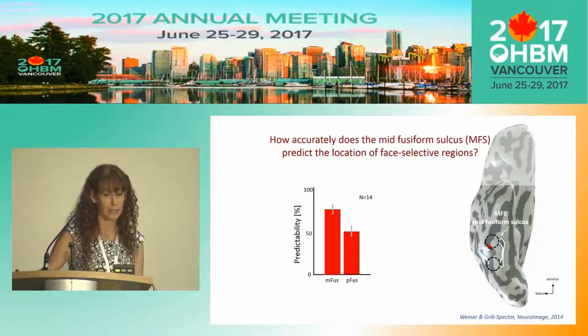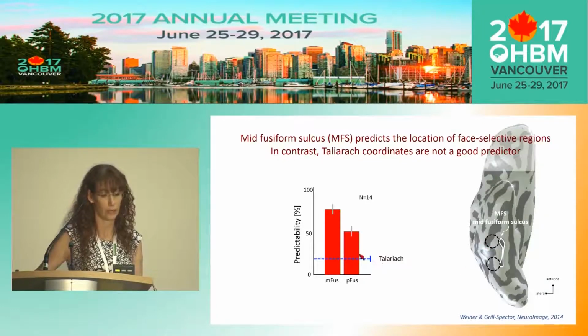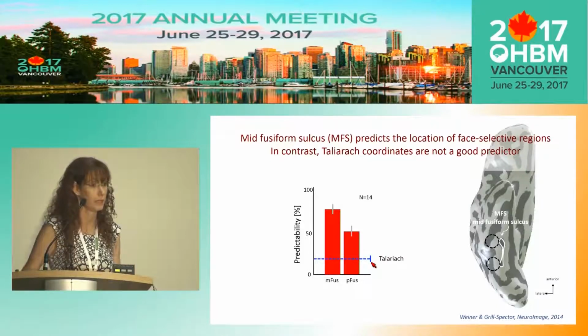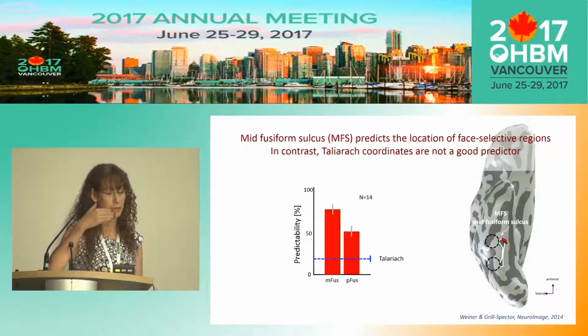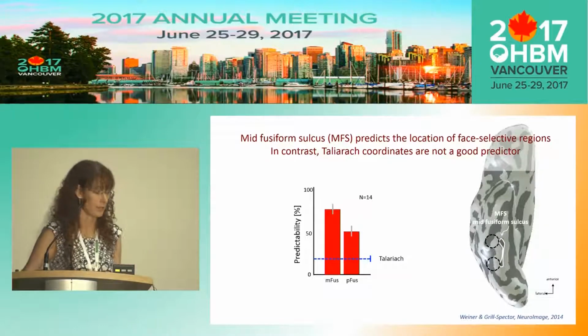If you're placing a disc according to Talairach coordinates, you're going to do very poorly. You're only predicting 18% of the voxels. You might also note that our predictability is better in the anterior end than the posterior end of the MFS, and this is because this is a more stable anatomical landmark across subjects. The anterior tip of the MFS aligns with the posterior end of the hippocampus, but there's variability across subjects in the lengths of the MFS.